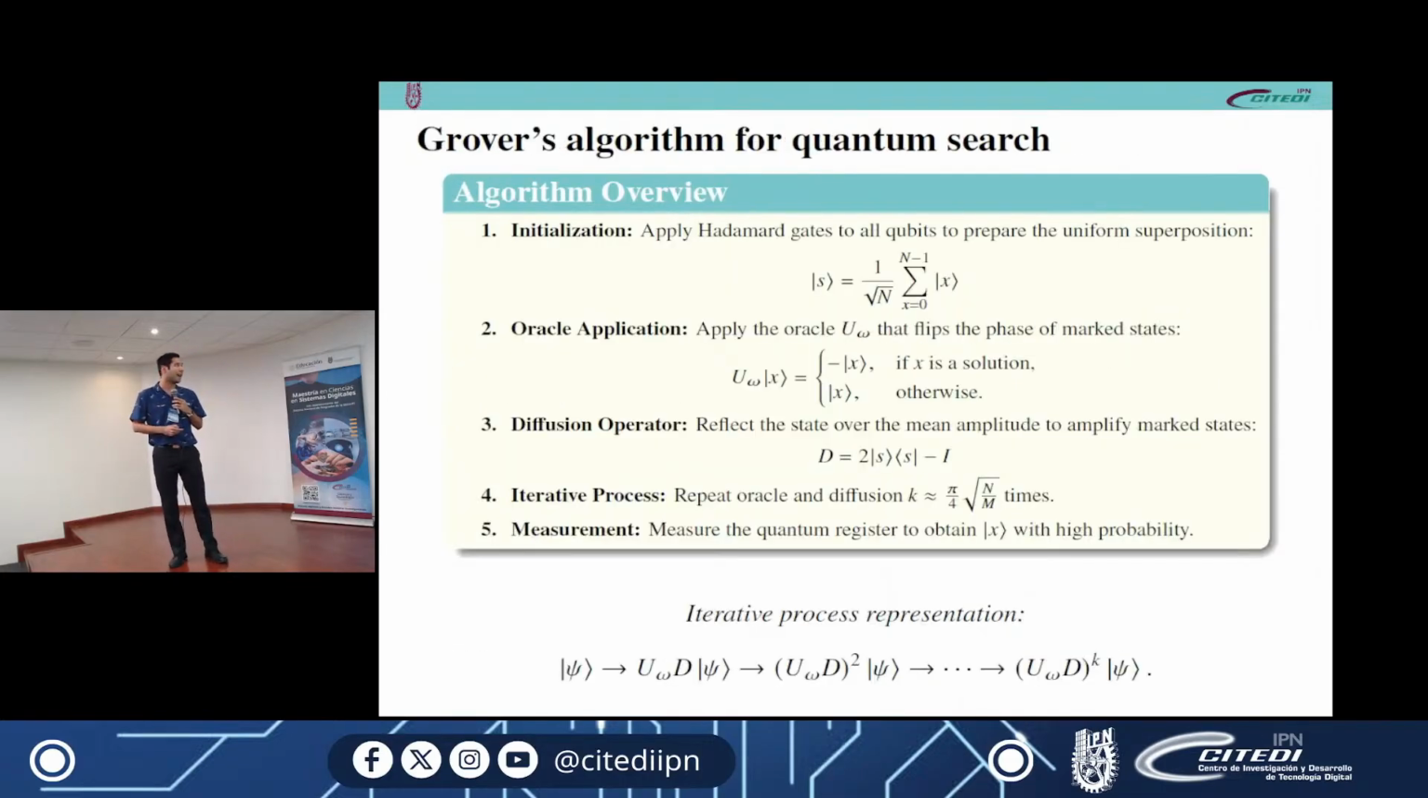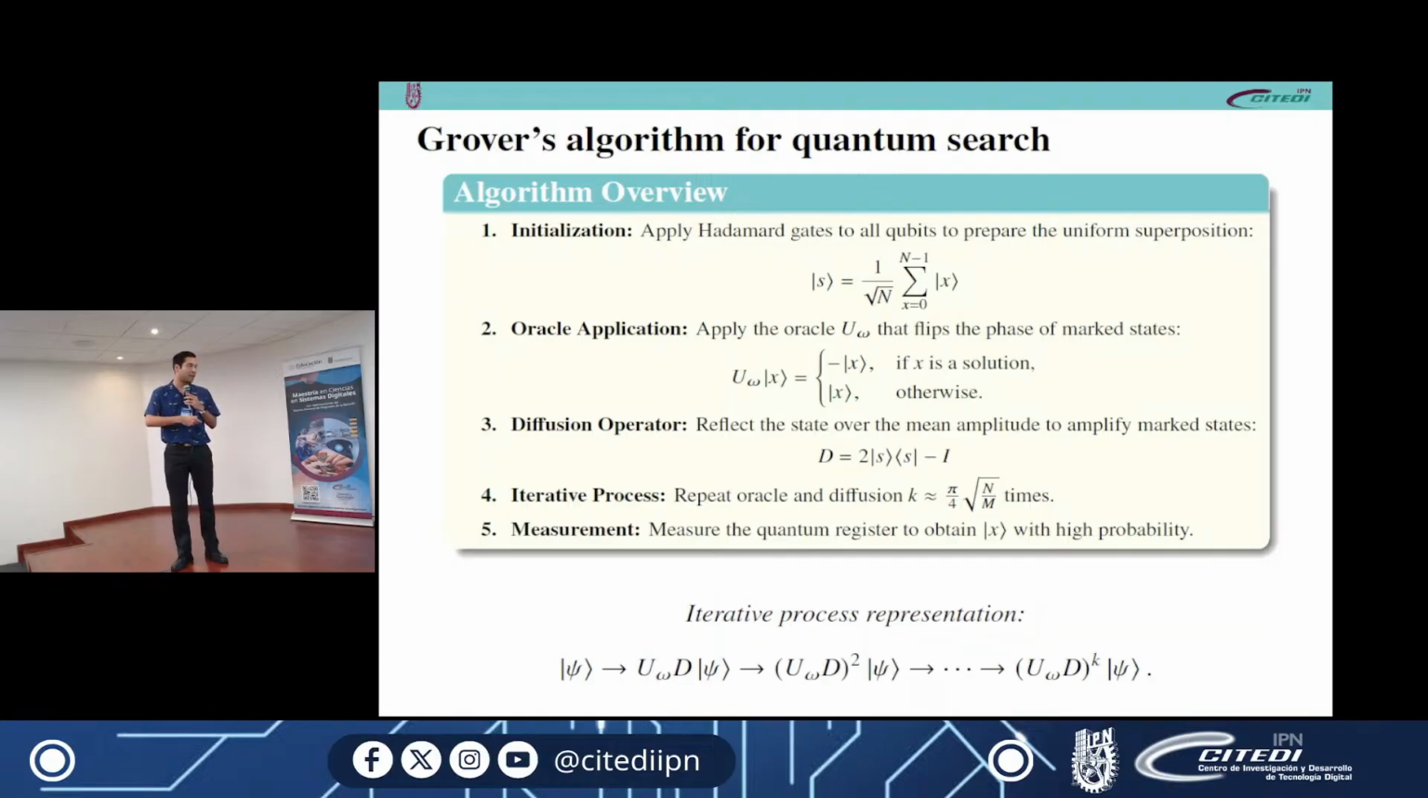So if we take a look at how the algorithm is formulated, as we mentioned, we first initialize through a set of Hadamard gates. So this allows us to see all the possible solutions because the states are in superposition. Then we move to the oracle, and essentially what we want to do is to mark the valid solutions. In this case, the solution would be marked as negative, and otherwise it would be left as it is.